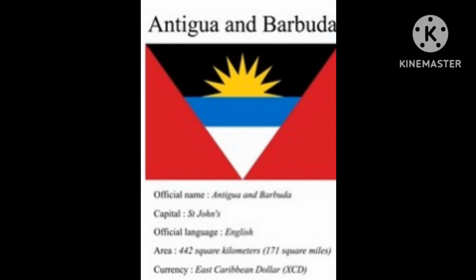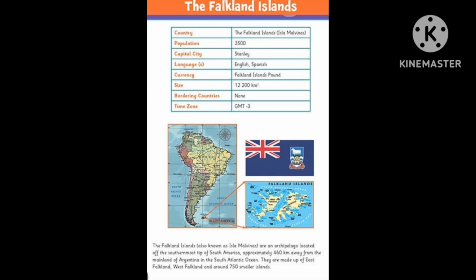Okay, the next country is Falkland. The capital of Falkland is Stanley, and its currency is the Falkland Island pound, and its official languages are English and Spanish.